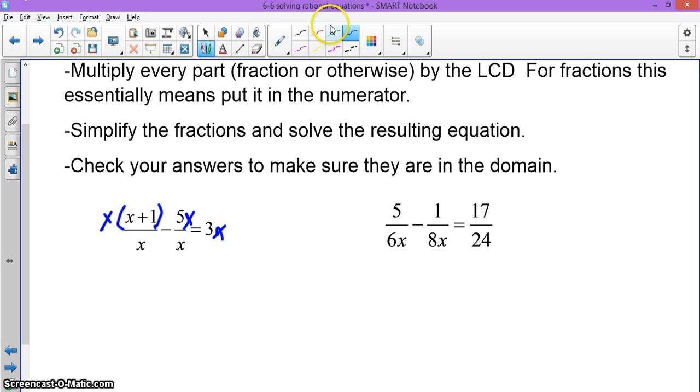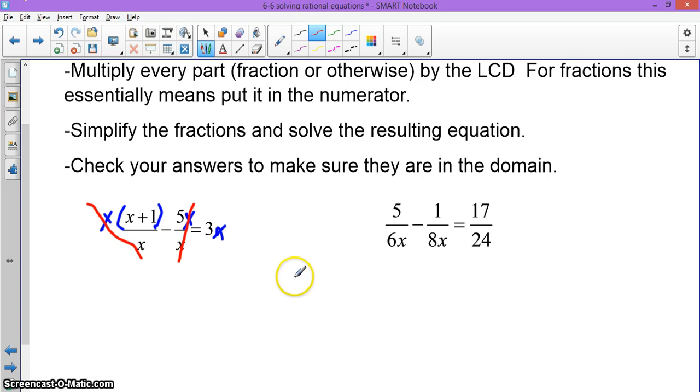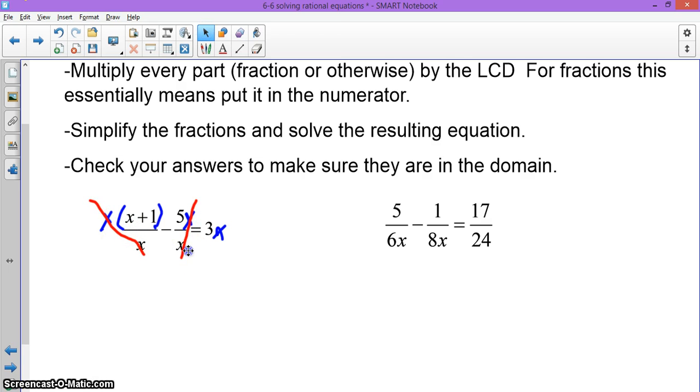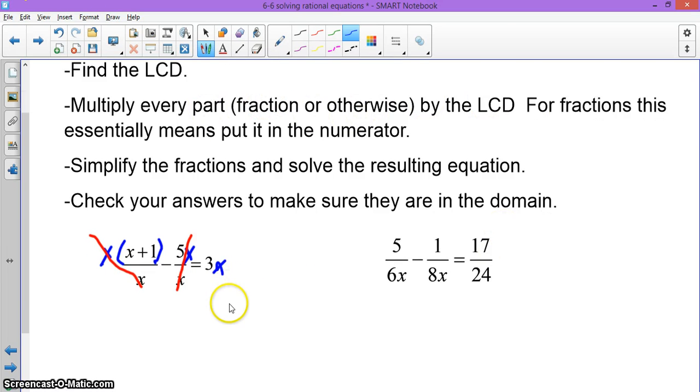Well, cancel, cancel. It really is the easiest thing. If you multiply by the least common denominator, it's the simplest thing that will cancel every denominator. That's what happens here. That's the whole idea with this technique: multiplying every fraction, every part, by the least common denominator.